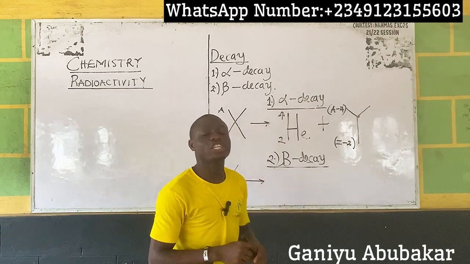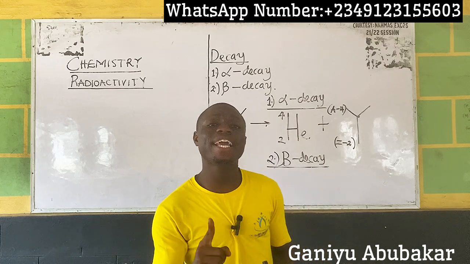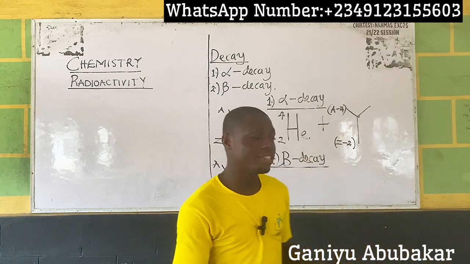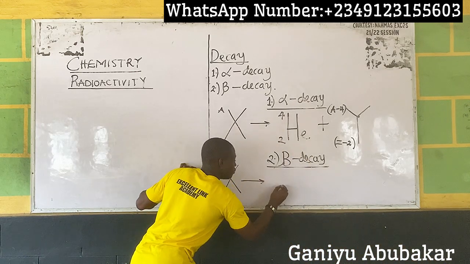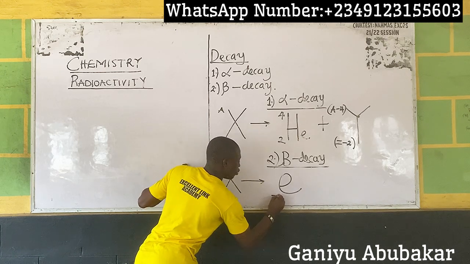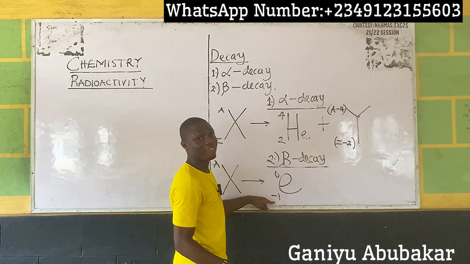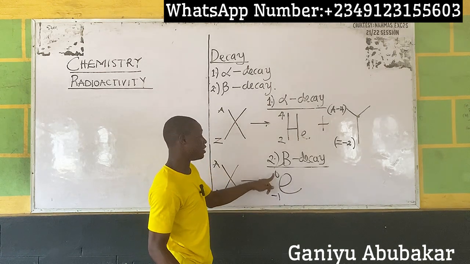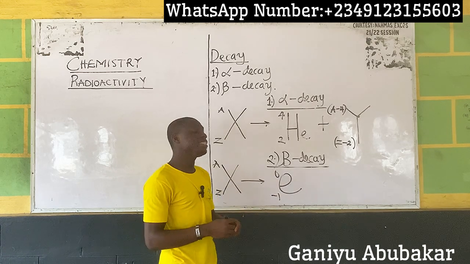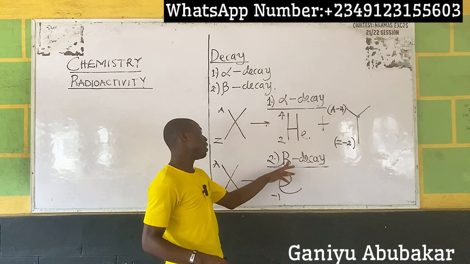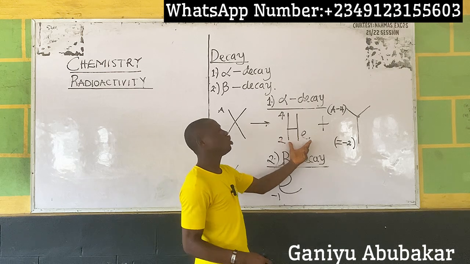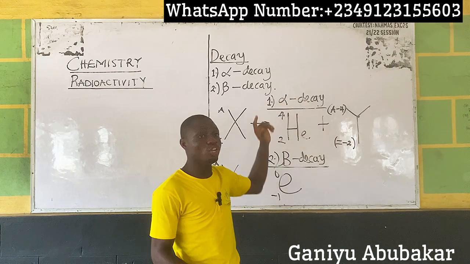For beta decay, check the definition I gave earlier. We said beta particles are electrons, right? Each electron has the notation -1 and 0. So the atomic number of an electron is -1, while the mass number is 0. This is a constant. Anywhere I see e, it signifies a beta particle, and anywhere I see He, it signifies helium.